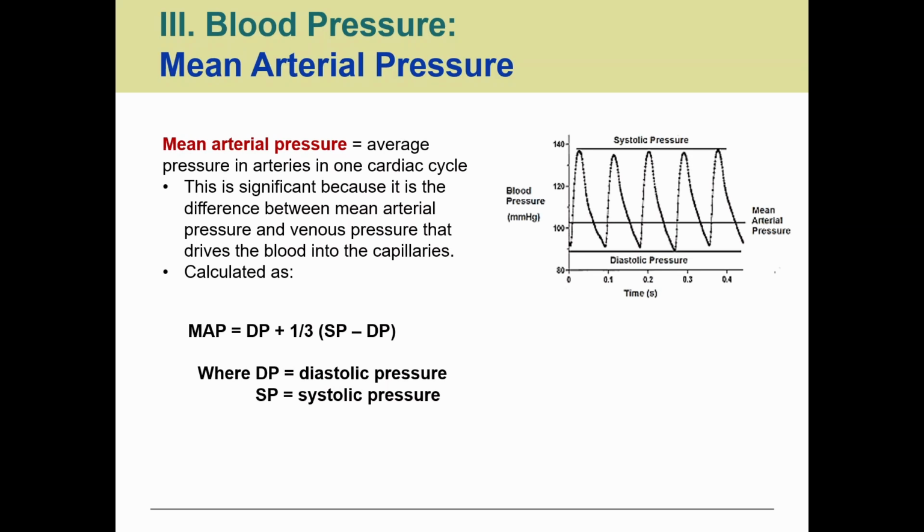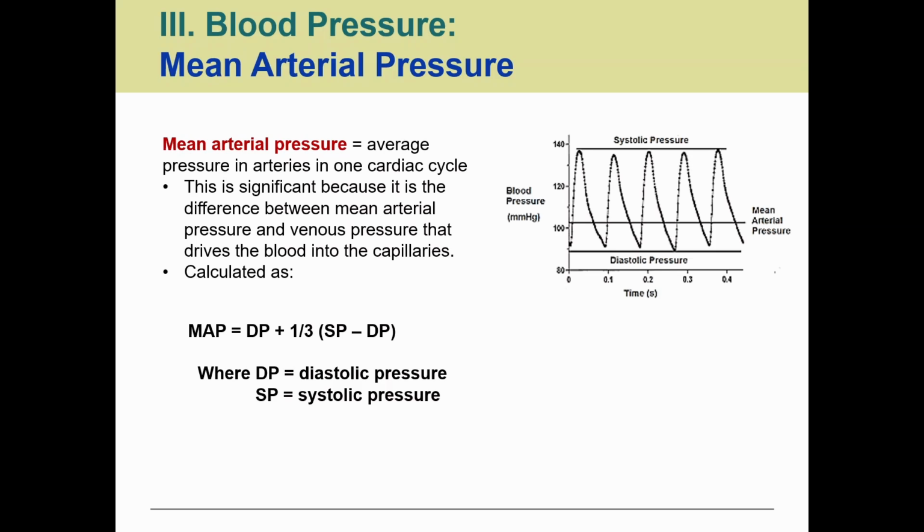The mean arterial pressure is the average pressure in the arteries during a cardiac cycle. And this is different because in this case, we're taking a little bit more into account. We're looking at the difference between the mean arterial pressure and the venous pressure that drives blood into capillaries. If we want mean arterial pressure, we're going to look at the diastolic pressure plus 1/3 of the systolic pressure minus the diastolic pressure. That's what we're calculating there.